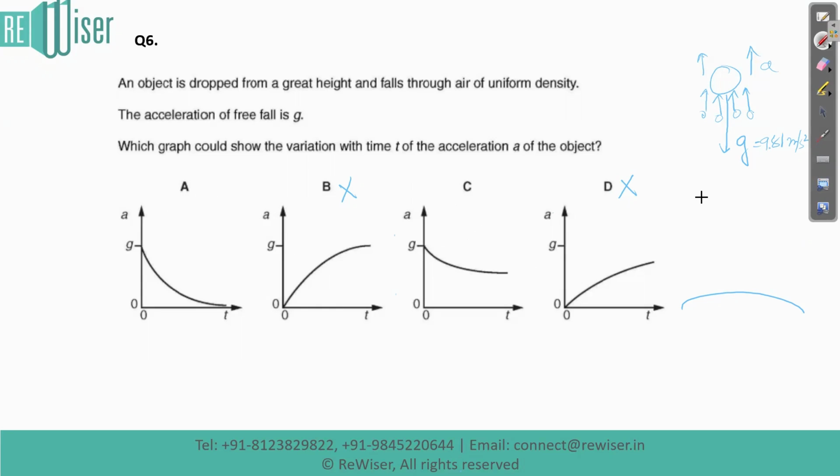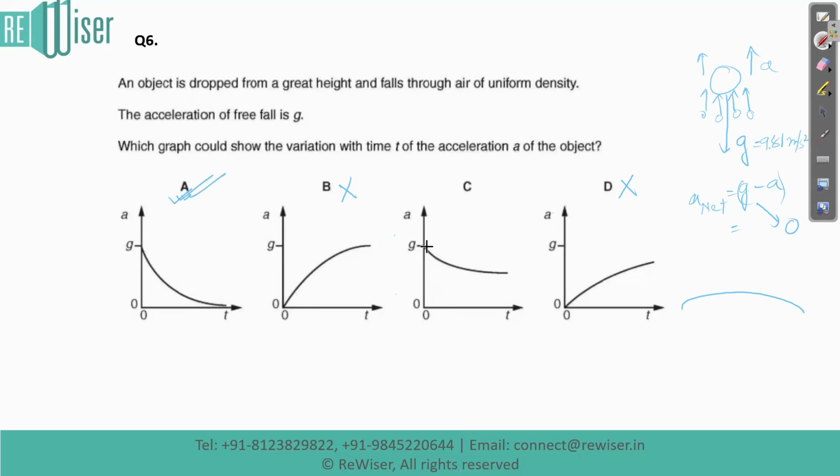That means the overall net acceleration is g minus a, where a is the upward acceleration due to air molecules, and it will tend to zero. So we can see option A. This graph perfectly shows how the acceleration varies and tends to zero. After some point, the net acceleration will be almost equal to zero. So this is the one which shows it perfectly. Option A is the correct answer.